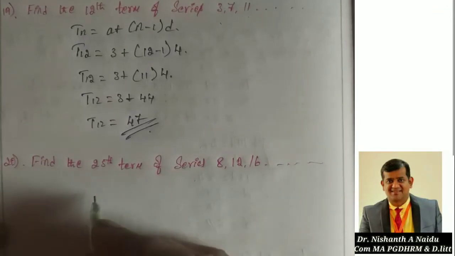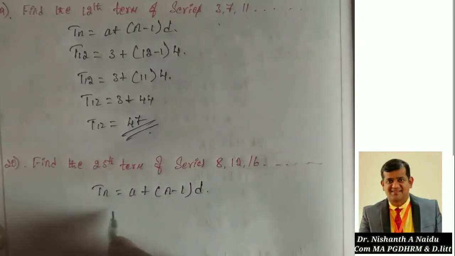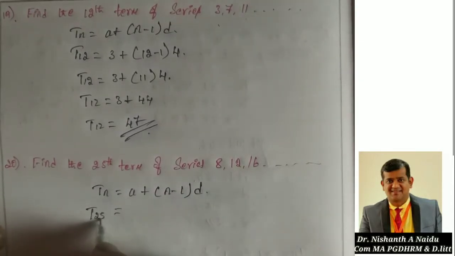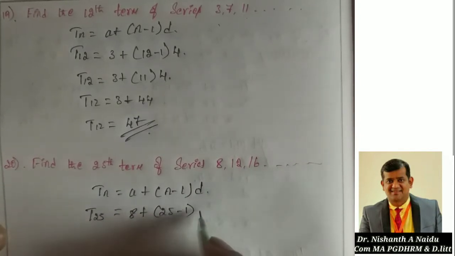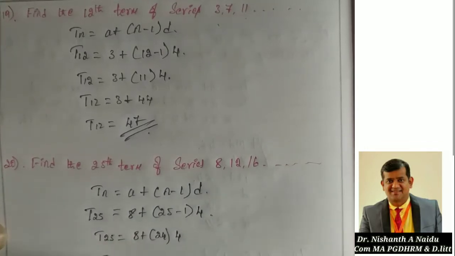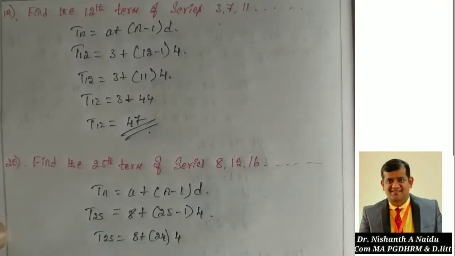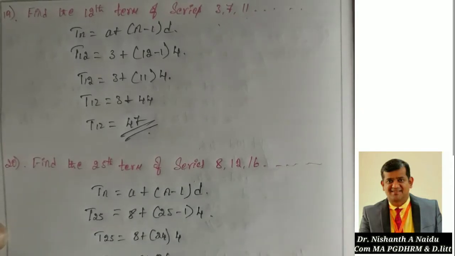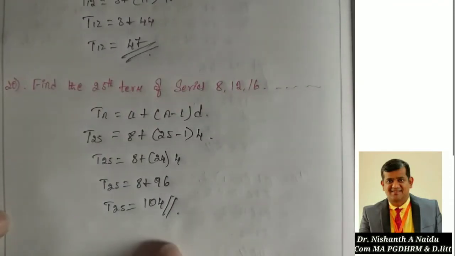So N is 25. The formula is Tn equals A plus N minus 1 into D. If you apply that, T25 equals A, which is 8, plus N, which is 25, minus 1 into D, the common difference, which is 4. So T25 equals 8 plus 24 into 4. 24 fours are 96. So T25 equals 104. So this is going to be our answer.